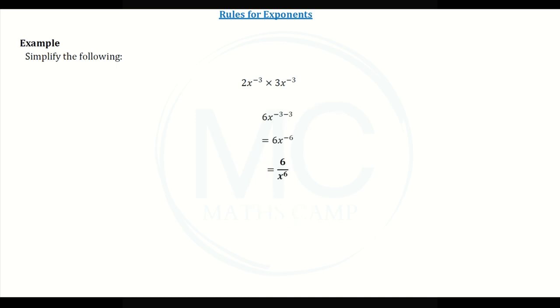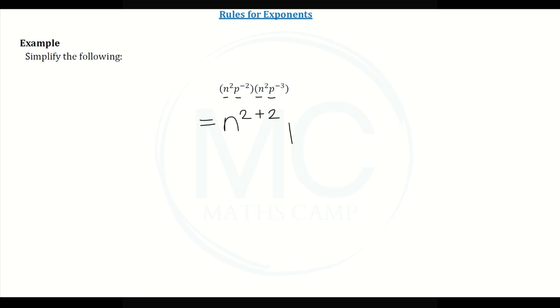Let's do another one. n squared p to the power of negative 2 multiplied by n squared p to the power of negative 3. When multiplying, we can add exponents as long as the bases are the same. Here we have n and p and p. So let's multiply our n values. We have n to the power of 2 multiplied by n to the power of 2. So let's add 2.